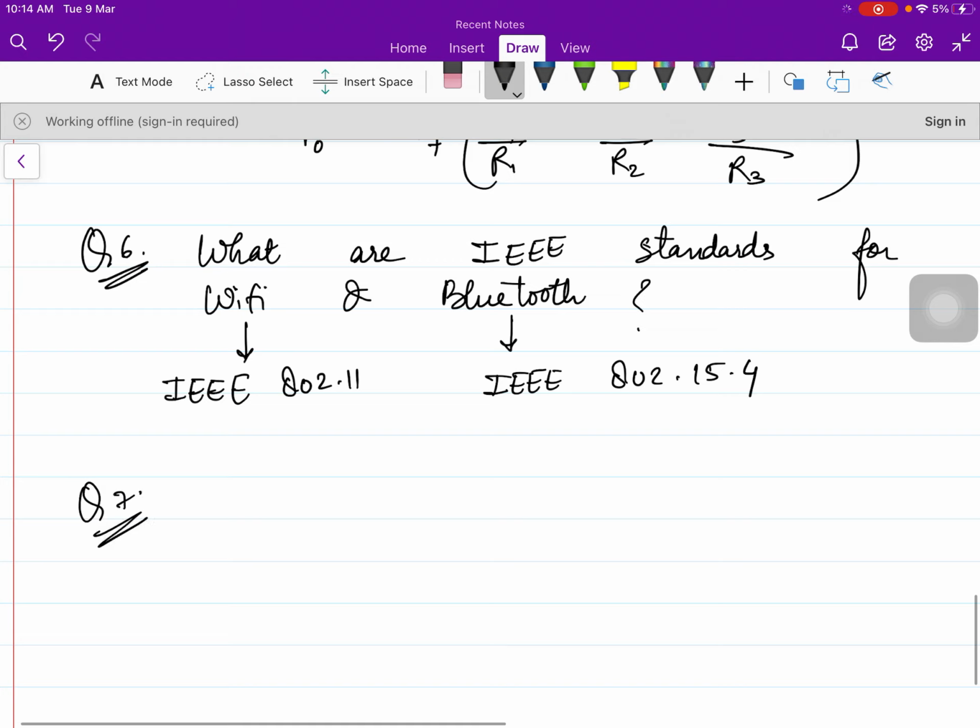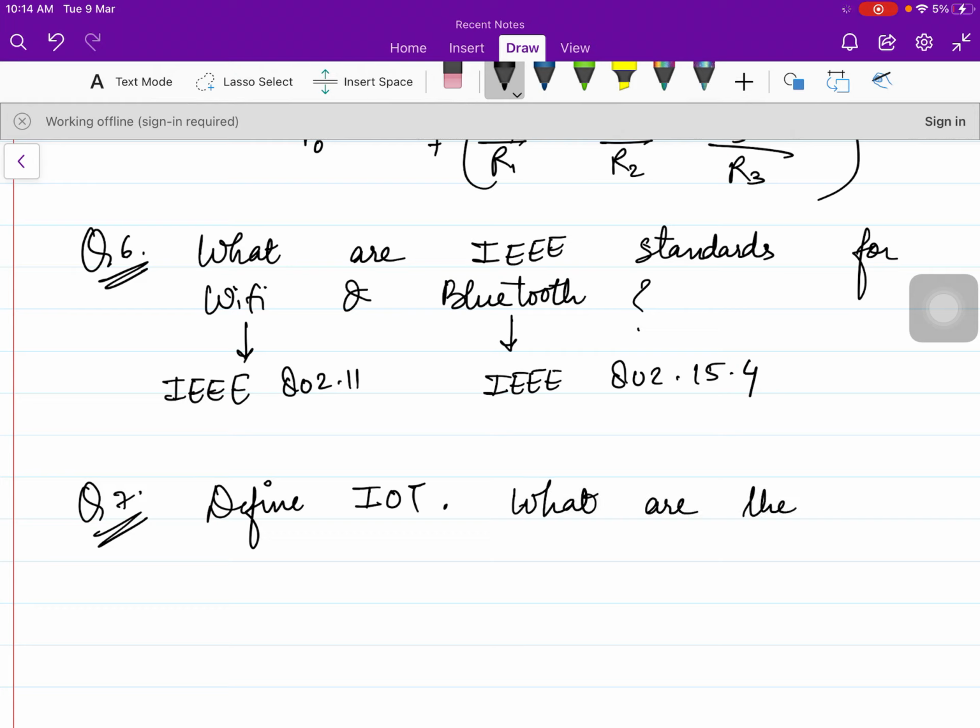Now next question, you must know the definition of IoT. These topics have come for the first time, so we don't have any past experiences. And you must know what are the components of IoT, where you have to mention the 4 components, that is sensors, then data analytics, then storage, cloud computing. You have to explain them. So what are the components of IoT?